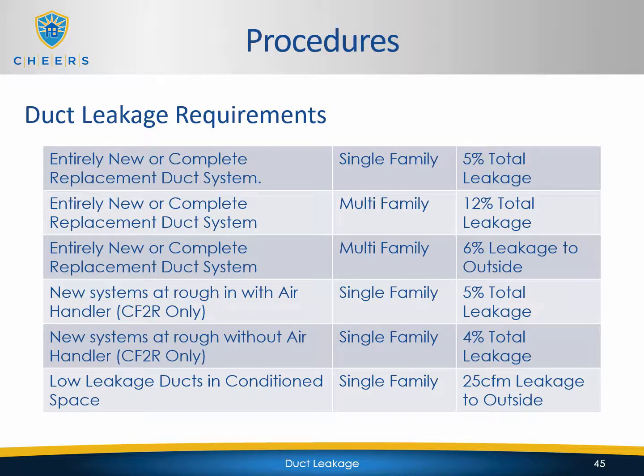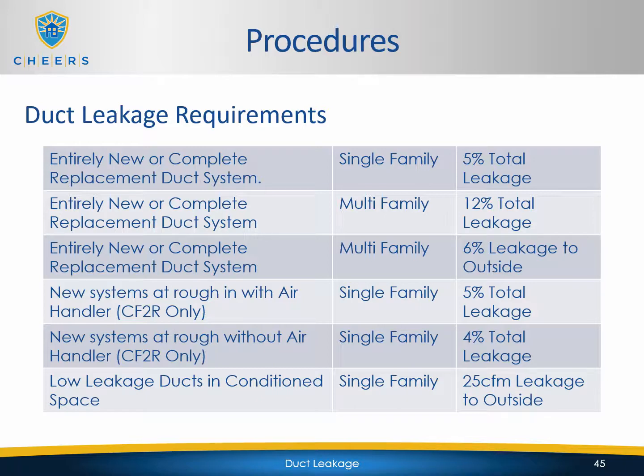So for an entirely new or complete replacement duct system in a single family dwelling, it's going to be 5% total leakage. For that same system in a multifamily dwelling, it's going to be 12% total leakage. For an entirely new or complete replacement duct system in multifamily, you can also do, or you'll be doing 6% leakage to outside. And remember, we talked about total leakage versus leakage to outside, and we'll cover those in more detail here in a little bit.